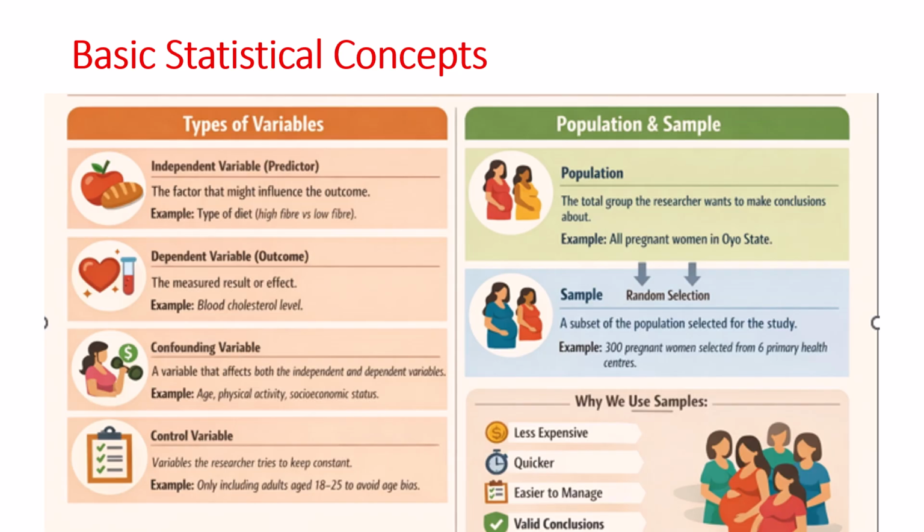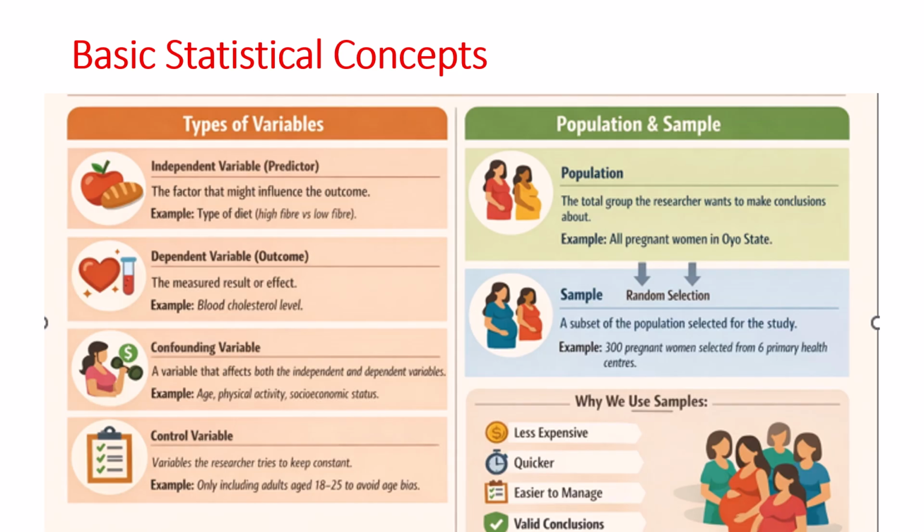That diet you are introducing is a factor that might influence the outcome, and the measured result is the blood cholesterol. So the factor that might influence the outcome, which is the type of diet, high fiber or low fiber, as an example, is the independent variable. While the dependent variable is the measured result or the effect you are expecting or looking into, which is the blood cholesterol level.